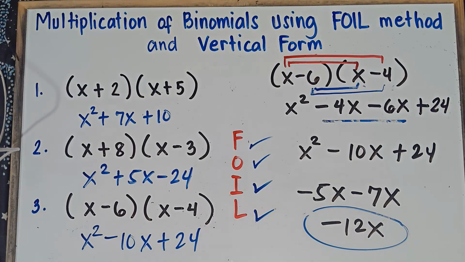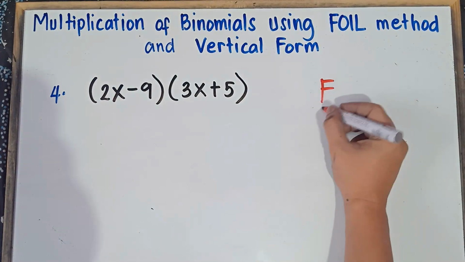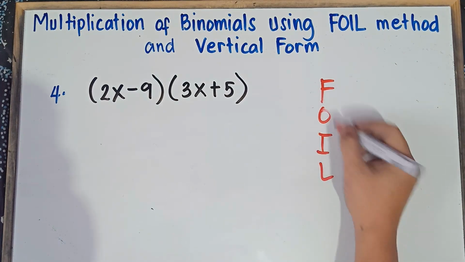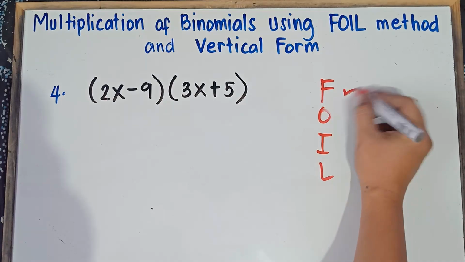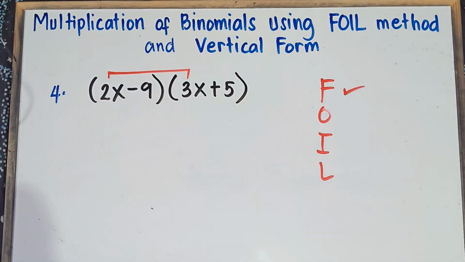Alright, so we're down to the last example, class, example number 4. So once again, we apply the FOIL method. So first, outer, inner, last. So first, that would be 2x times 3x. What would be the answer, class?